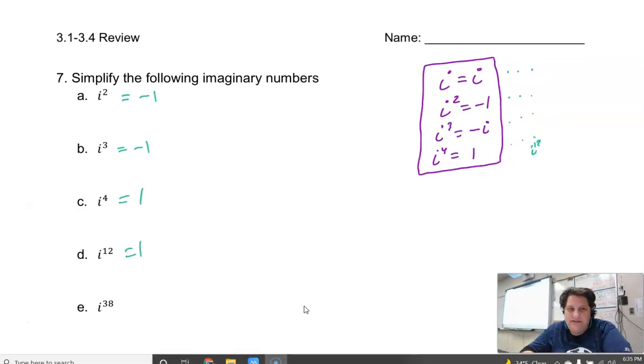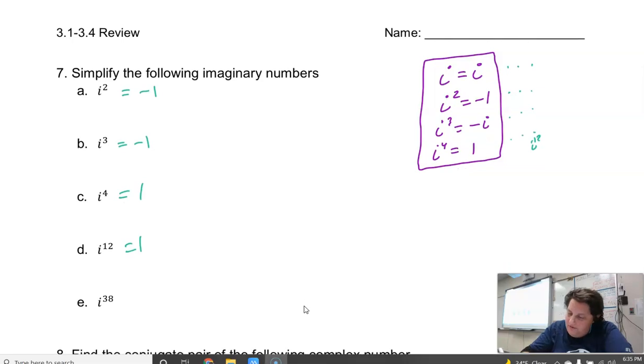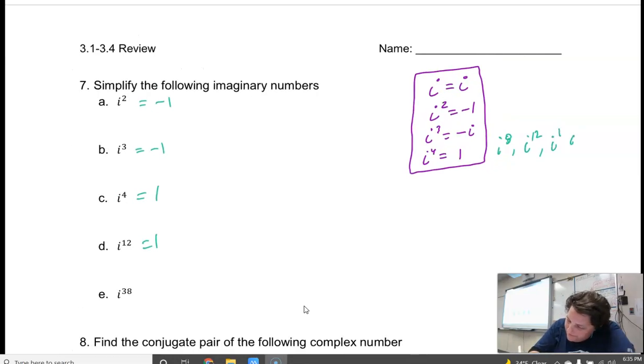But do I actually want to sit here and count to i to the 38? Probably not, right? So what you're going to remember is, if you do start counting through these, the bottom number is always a multiple of 4. So it's 1, 2, 3, 4, 5, 6, 7, 8, 9, 10, 11, 12, 13, 14, 15, 16. Oops, i to the 16, and so on. But it's always a multiple of 4.